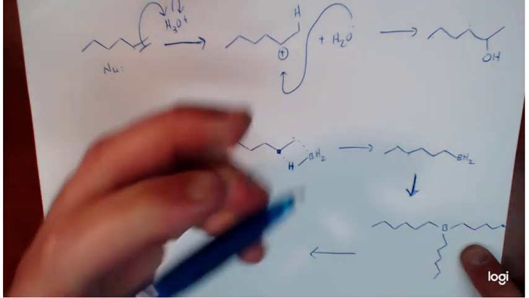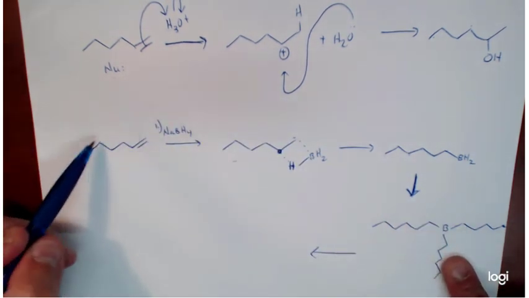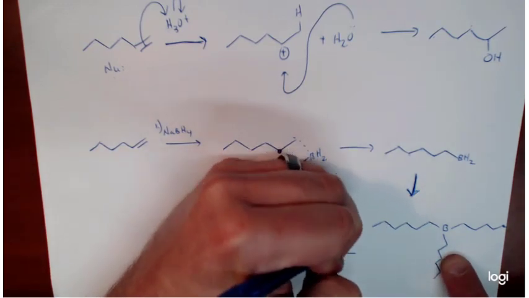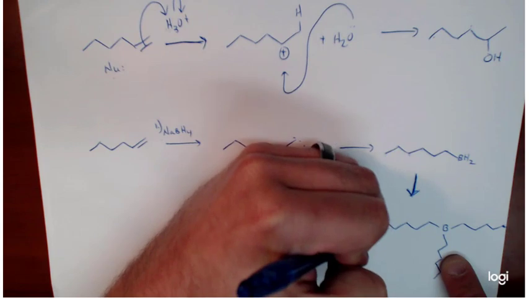So in order to actually get our alcohol functionality onto our alkene, that's why we incorporate step 2, our peroxide.